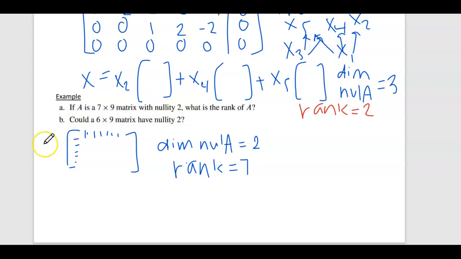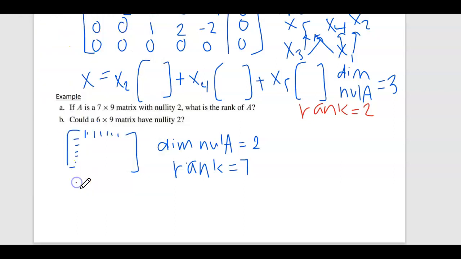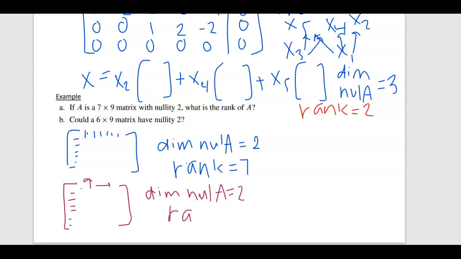On part B, could a 6 by 9 matrix have a nullity of 2? All right, let's break this down. So a 6 by 9, so 6 rows, 9 columns. Now let's think about if it had a nullity of 2, then the dimension of the null space of A is 2. That means that the rank would have to be 7, right? Just like we did right here.